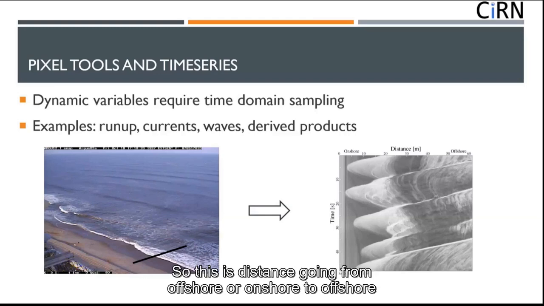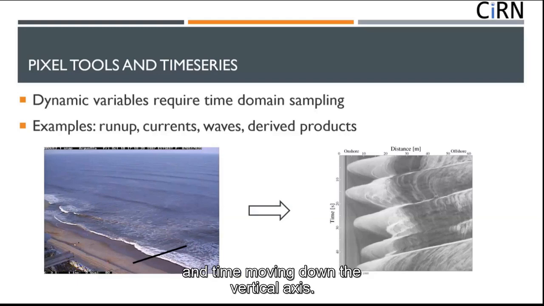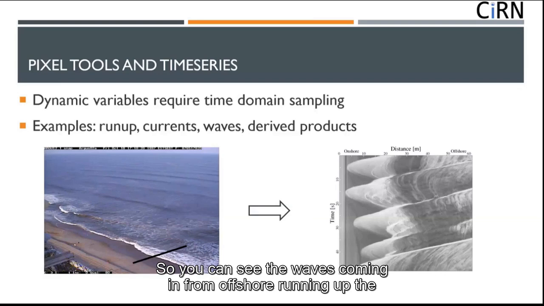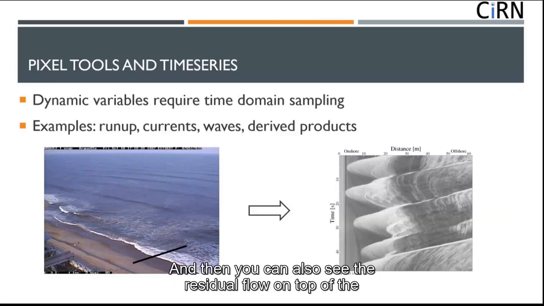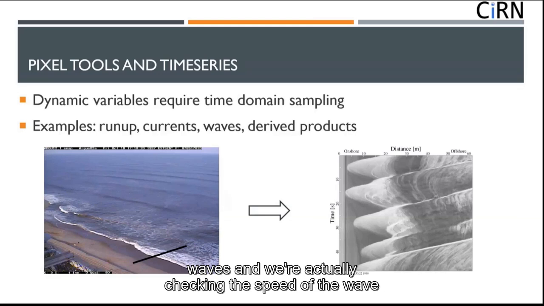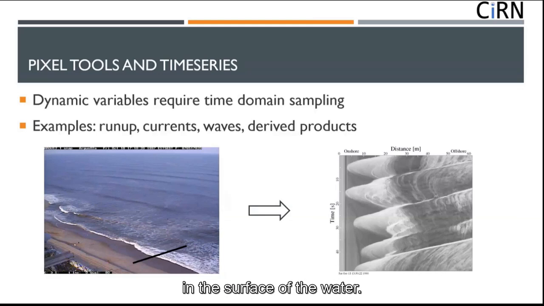So this is distance going from onshore to offshore, and time moving down the vertical axis. So you can see the waves coming in from offshore, running up the beach. This is the dry beach here, and moving back offshore. And then you can also see the residual foam on top of the waves, and we're actually tracking the speed of the wave in the surface of the water.